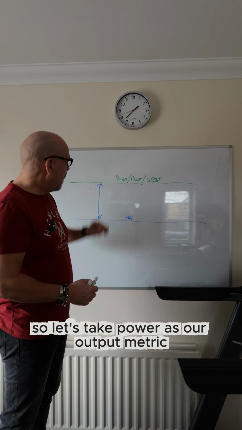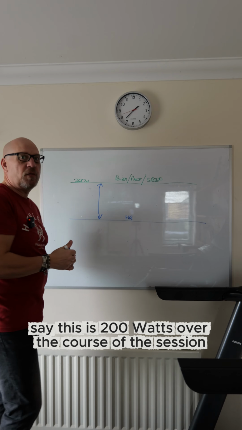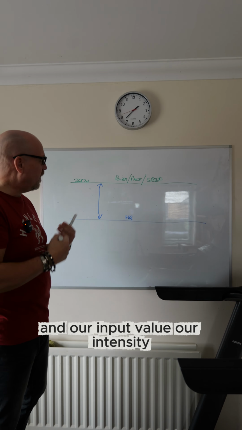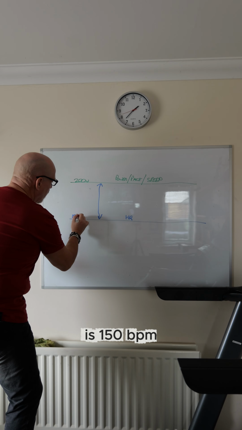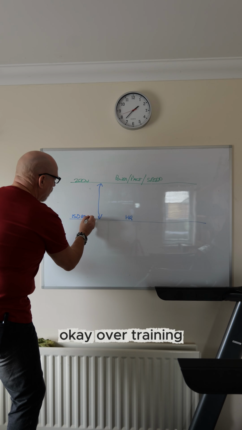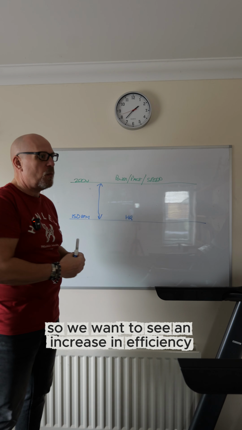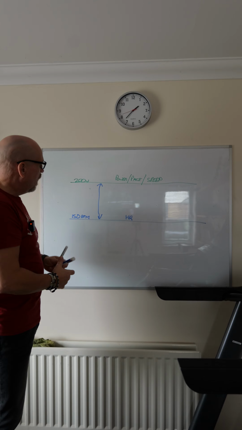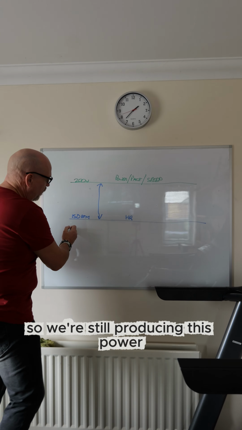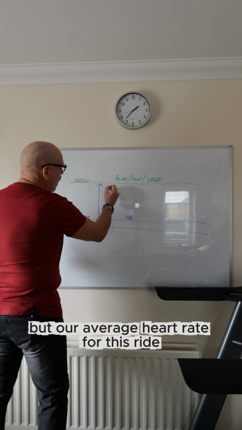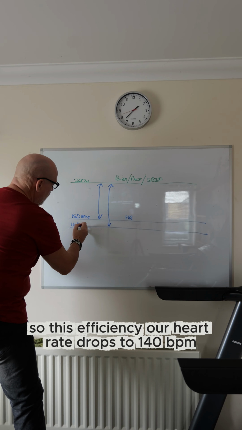So let's take power as our output metric. Say this is 200 watts over the course of the session, and our input value, our intensity that we've maintained to achieve this 200 watts, is 150 BPM. Okay, over training, over time, we want to see this gap widen, so we want to see an increase in efficiency. So what that looks like could either be a drop in heart rate, so we're still producing this power, but our average heart rate for this ride drops to 140 BPM.